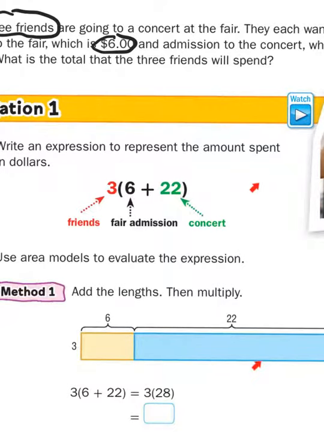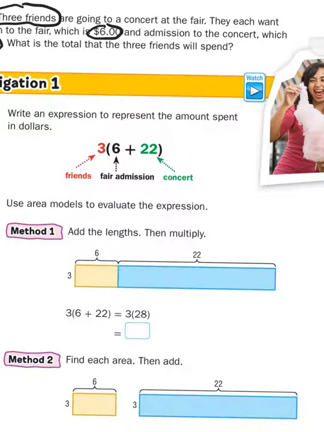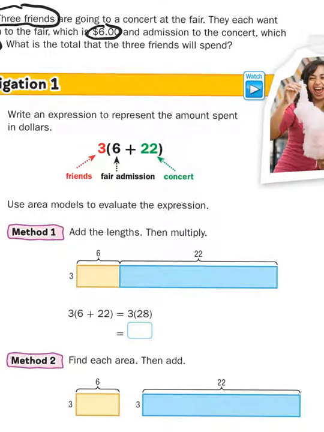So the first is we're going to draw a rectangle. We'll look at method 1. And here's what it is. So take a look here. This 3 represents the 3 friends. And we would multiply it by the $6, remember that's to get in the fair, plus the 22. Now if you think of this as a big long rectangle, if we wanted to find the area of this rectangle, we would have to do the length times the width.